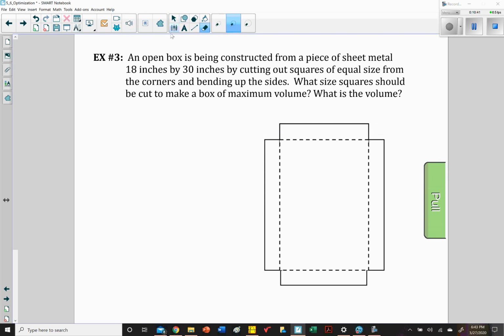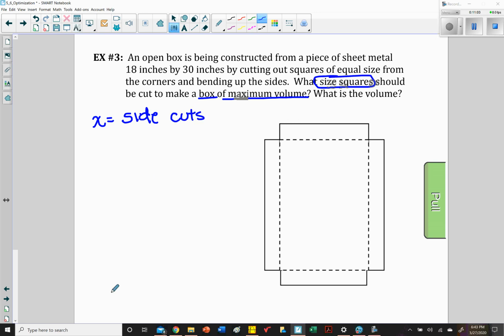Next, we need to figure out the volume because we want to know what size squares should be cut out to make a box that has a maximum volume. We're looking for the size of the squares. We want to know what X is. X is the size that we're cutting. So the volume would be length times width times height.